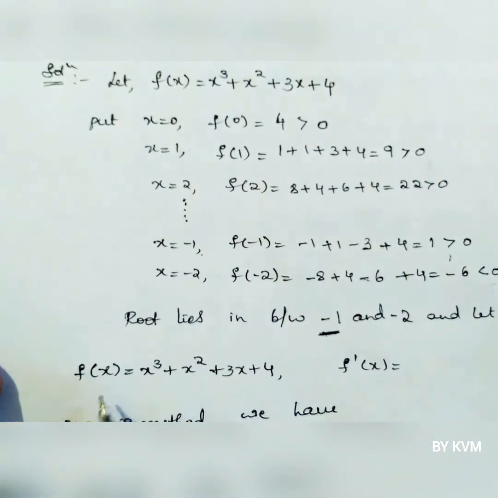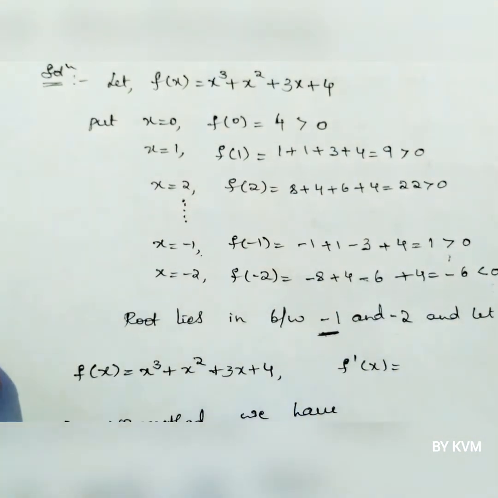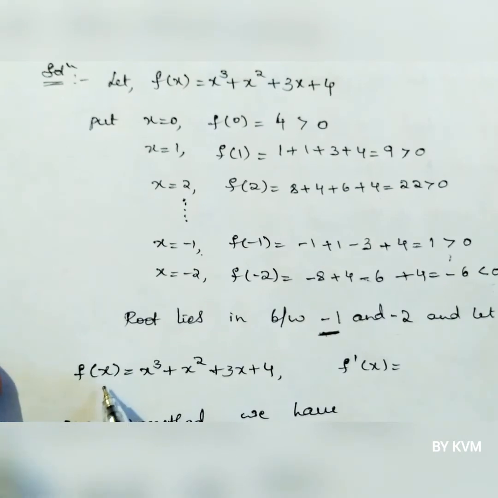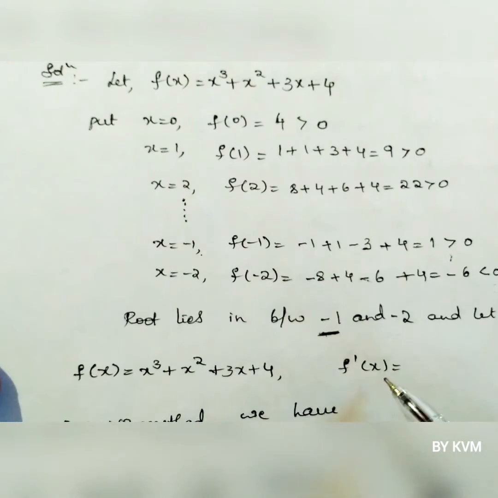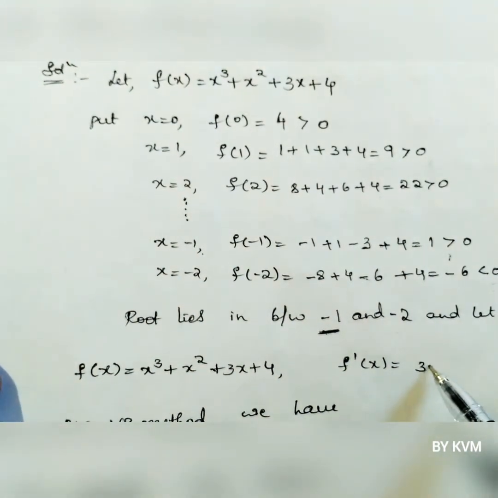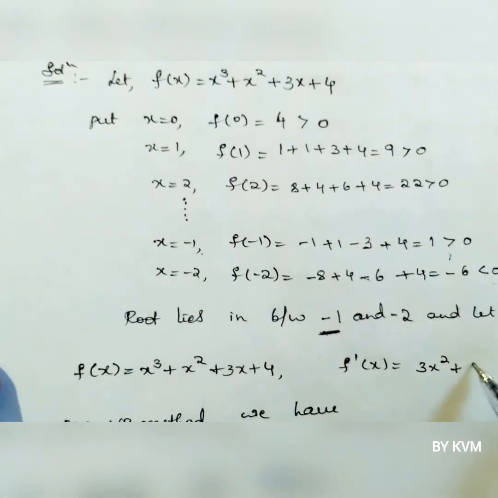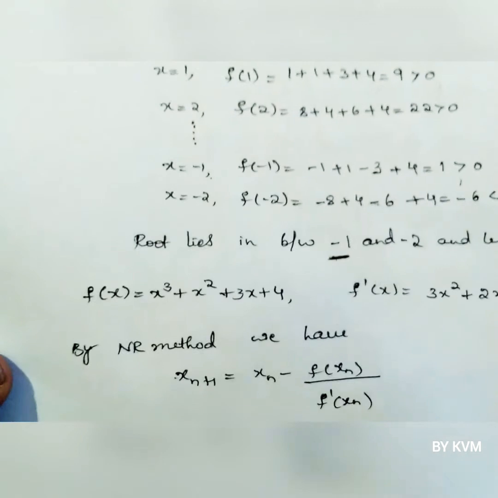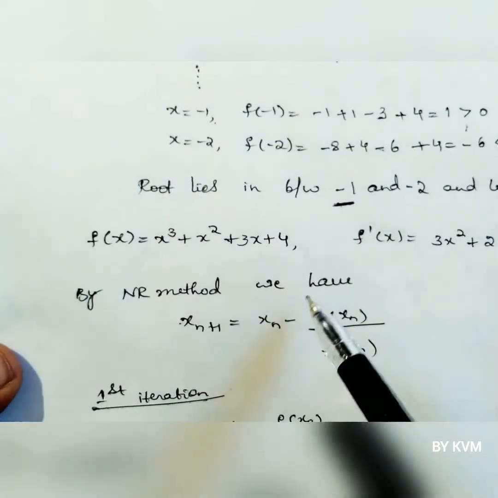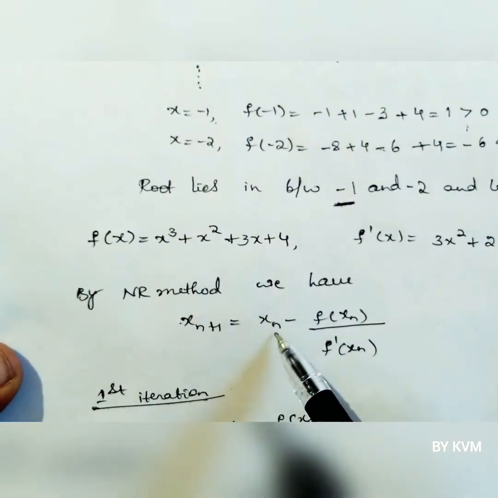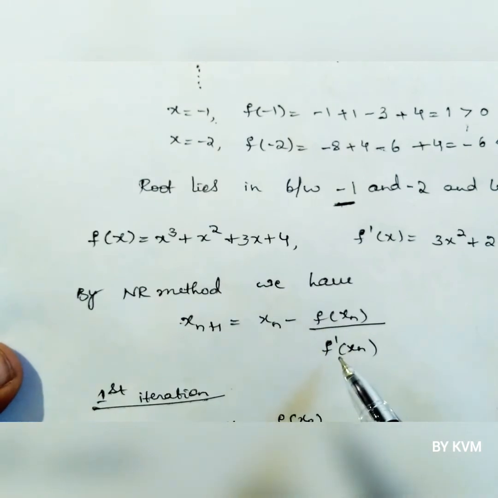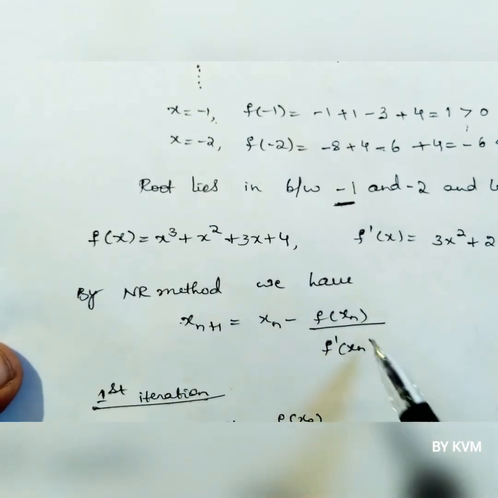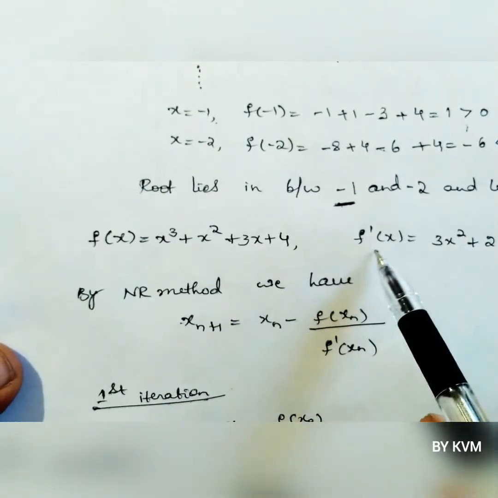So now, in the formula, the given function is x cube plus x square plus 3x plus 4, and f dash of x means the derivative of f of x. So the derivative of x cube is 3x square, the derivative of x square is 2x, the derivative of 3x is 3. And now, by Newton-Raphson method we have xn plus 1 equals xn minus f of xn by f dash of xn. So in the denominator, f dash means the derivative of f of x.